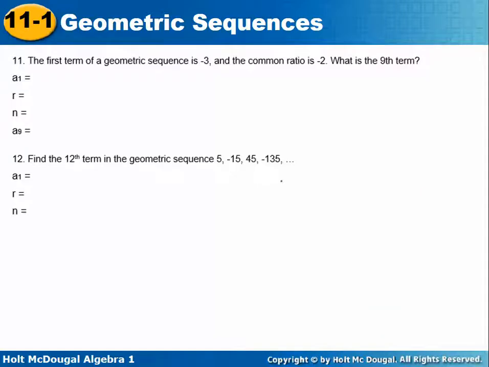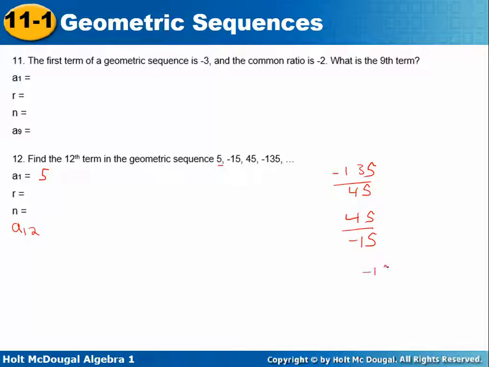In number 12, they give us a sequence, and you have to find a sub 1 and r and n before you can finish this, and then we'll find a sub 12 at the end. Let's do this one. So a sub 1 would be 5 because that's the first term. Let's find r. So we take each term and we divide it by the one before it.